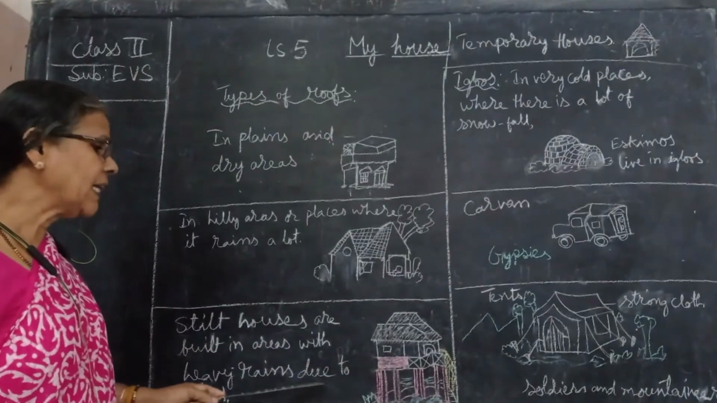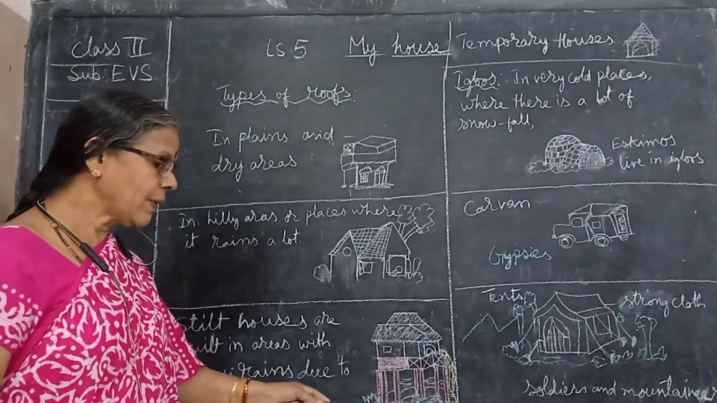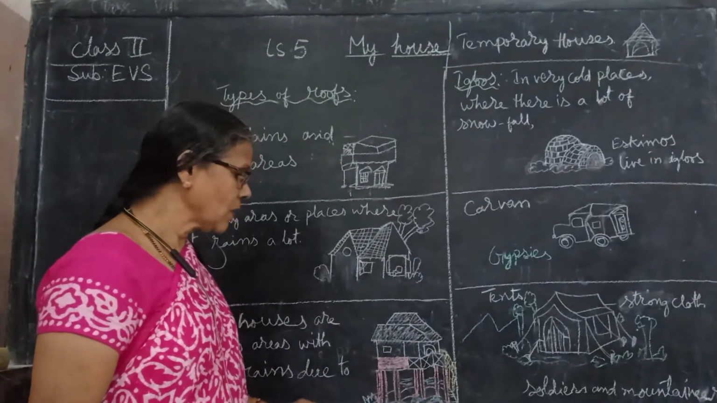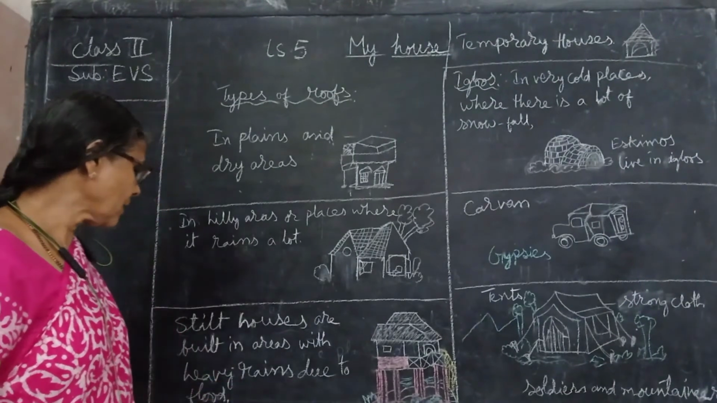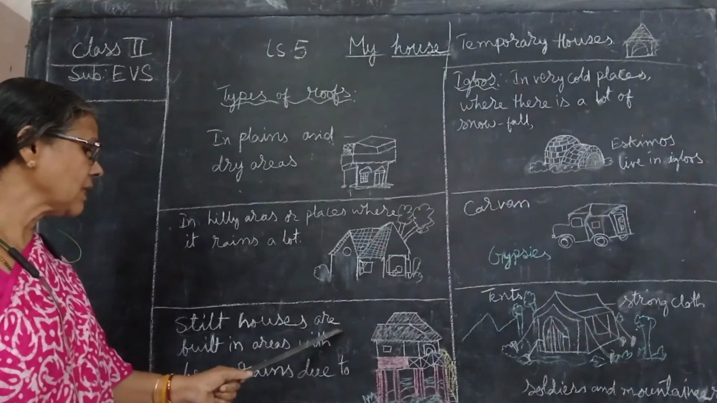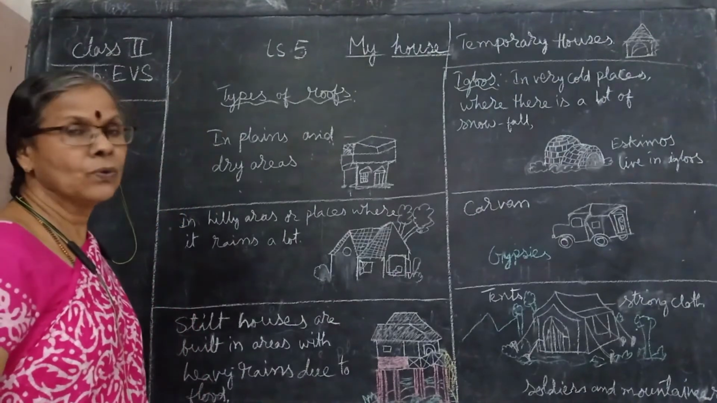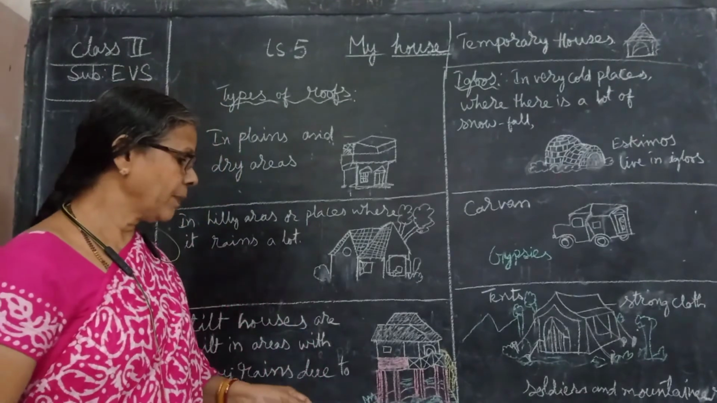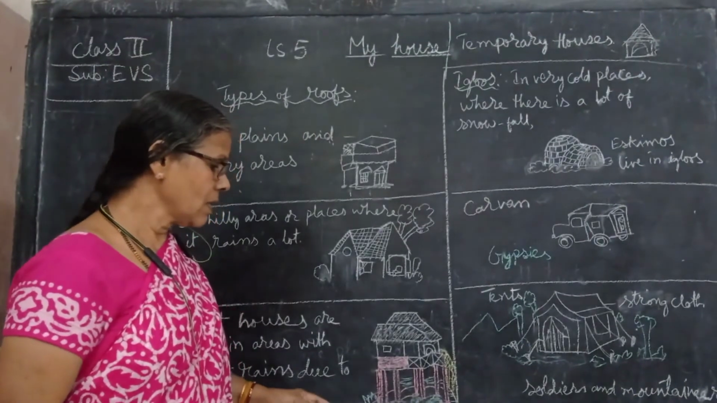And here the stilt house is a permanent house, but people will see that the water should not enter the house, so they will be constructing just above the ground level. This type of house is called a stilt house. Stilt houses are built in areas with heavy rains due to flood. If floods are there, many people will see that the water should not enter our house.